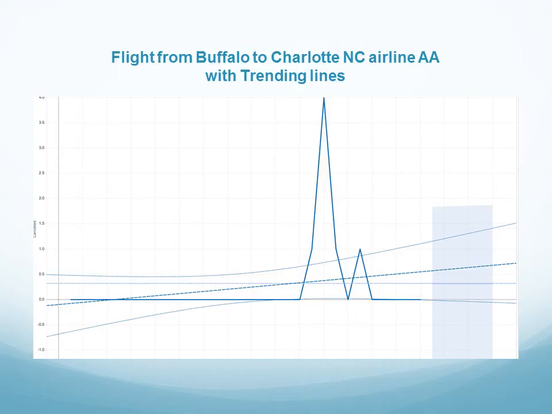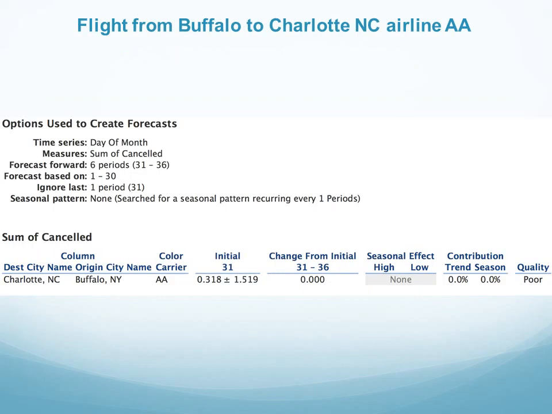On this slide also, you can see a trend line showing the straight line of flights that have been cancelled for the month of January 2016, and it looks like about 5.2 is the cancellation percent for the 5-day prediction. And on this slide you can see the forecast data of the flight from Buffalo to Charlotte NC with American Airlines.